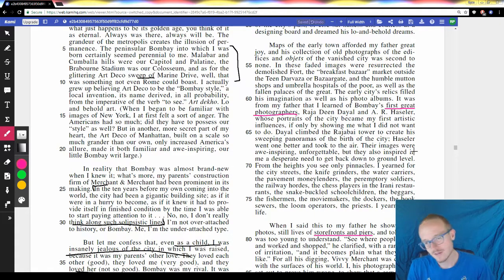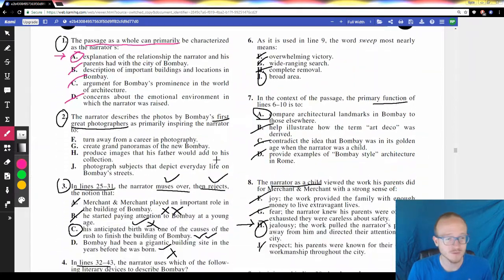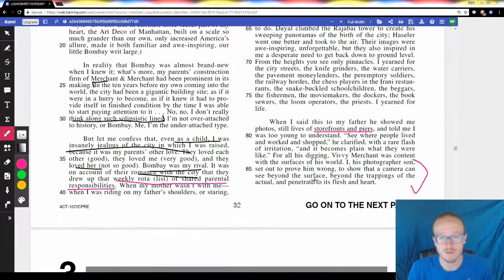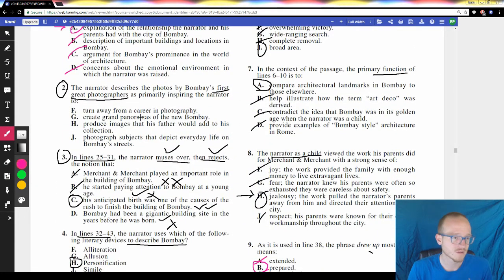So, I mean, you can read all this out, but basically the idea is that Dial and Hassler took some nice pictures of the city. This guy wants to take pictures of people. So, importantly, he still wants to take pictures, right? It's not that the narrator wants to turn away from a great career in photography. He just wants to do something that Hassler and Dial have not done.